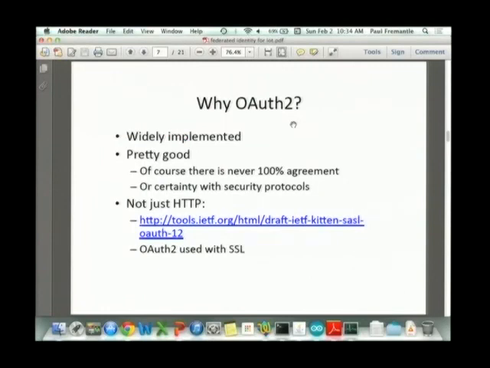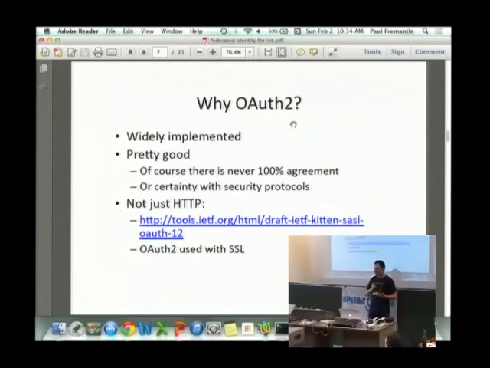There are people who have criticisms, particularly over the concept of the bearer token, which is basically if you have this token, you have full control. So obviously the stealing of bearer tokens is an issue, and that's a very big issue in IoT devices. I'll talk about that at the end.